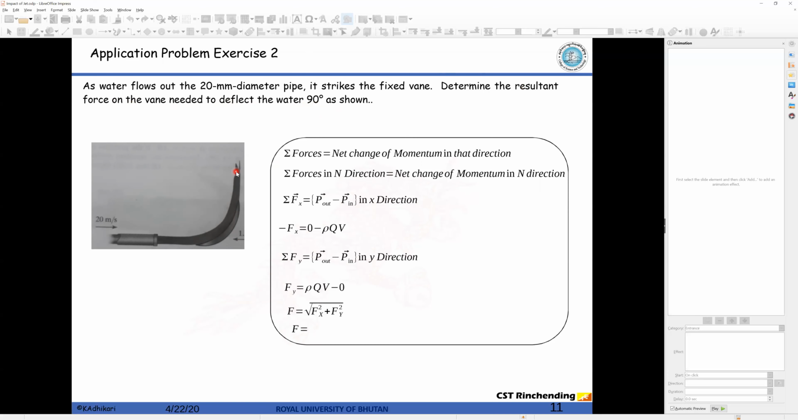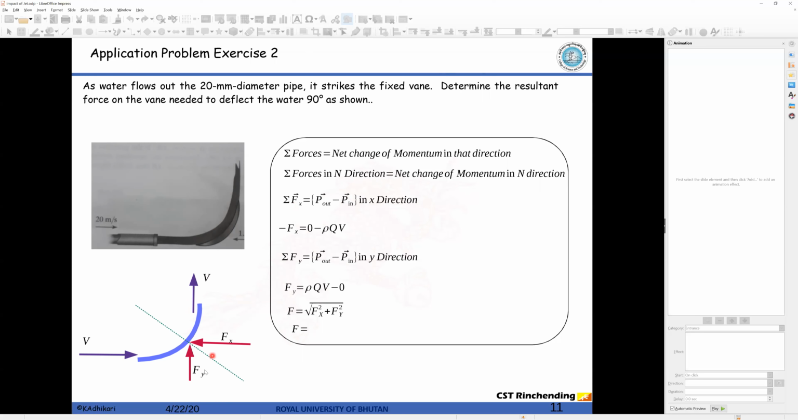So here we apply the same impulse momentum principle. Force exerted in any direction is equal to the net change of momentum in that direction. So force in n direction can be any direction. Let's change momentum in n direction. So F_x, okay, here, let's start by drawing a control volume. So this is the incoming velocity, this is the outgoing velocity, and this is the force exerted by the plate on the vane, or by the plate on the jet, on the control volume.